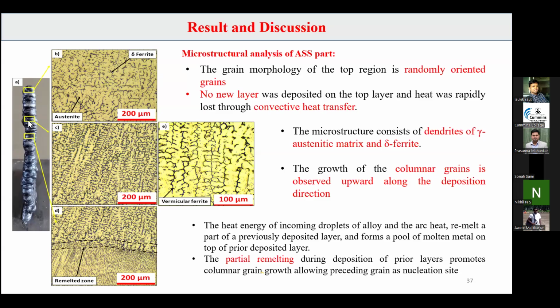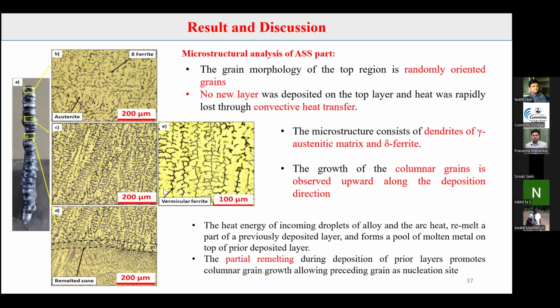This is the microstructure for the middle part. Here you can see the dendrites of austenite. These are the dendrites, meaning the matrix is austenite, and here the vermicular, worm-like structure in black color. These are the ferrites. So the microstructure consists of dendrites of gamma austenite and delta ferrite.